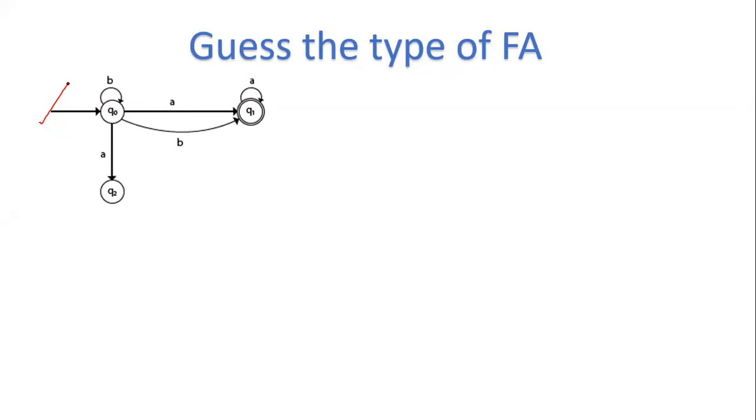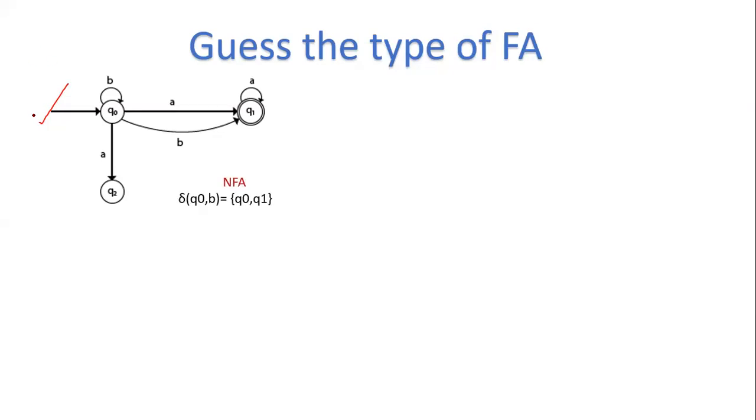NFA. How are you saying NFA, ma? Its output is in many states. Which one? NFA, okay, ma. With the help of which transition are you saying that this is NFA?